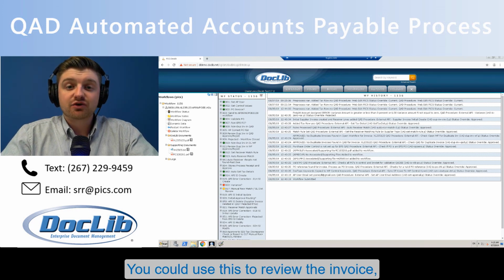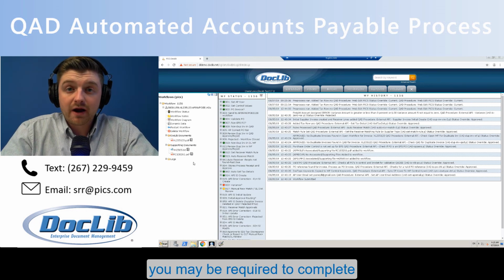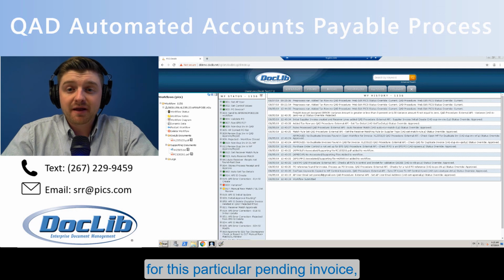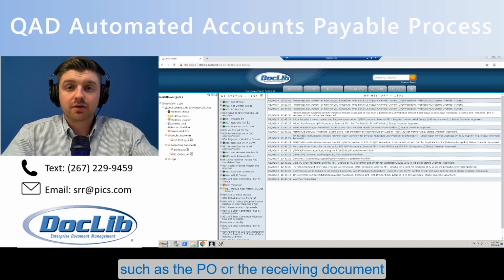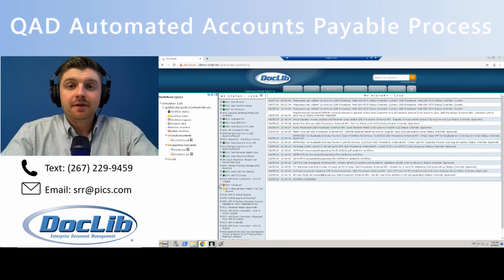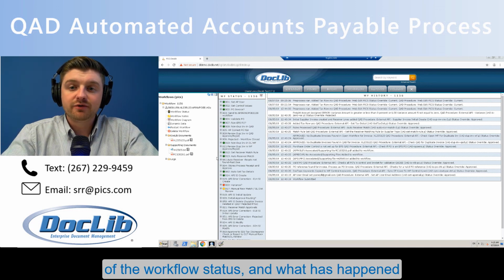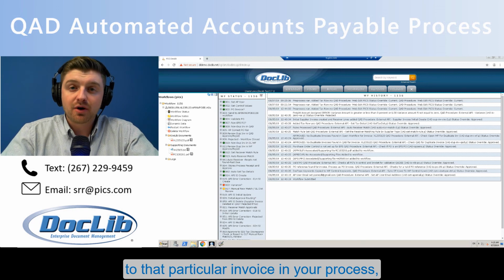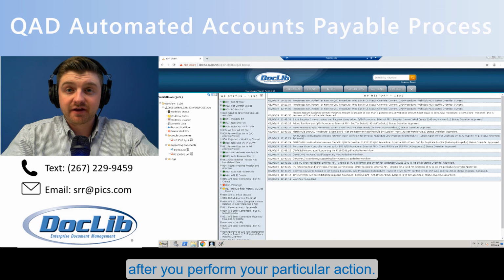You could use this to review the invoice, navigate to any activities that you may be required to complete for this particular pending invoice, as well as review any of the supporting documents such as the PO or the receiving document for this PO-based invoice. The middle column here is a big picture overview of the workflow status and what has happened to that particular invoice in your process, as well as what's going to be happening after you perform your particular action.